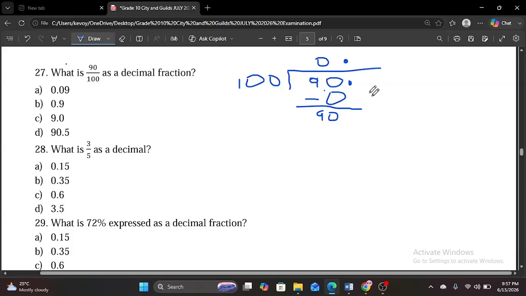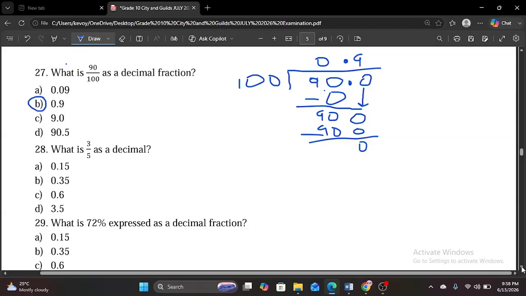So you put down that 0 and you carry down that 0. So that's going to be 900. So how many times can 100 go into 900? That's going to be 9. And after you divide, you multiply again. So 9 times 100. 9 times 100 is going to be 900. And after you subtract, you should get 0 for your answer. So that right there, the answer is going to be 0.9. So that's going to be your answer.